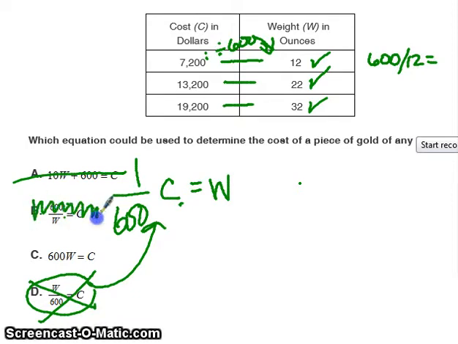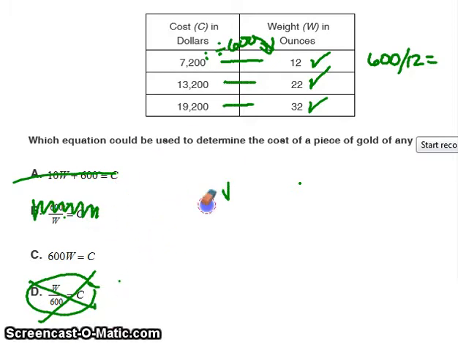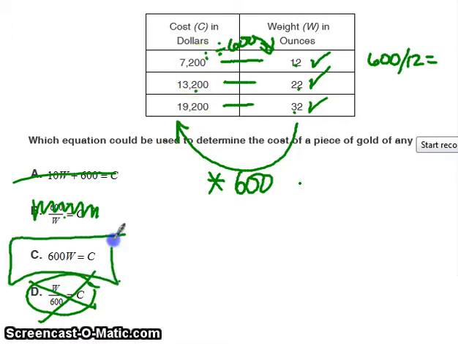That's not it either. Now let's prove that 600 times W equals C. I have shown you guys that if you do it this way, divide by 600, the inverse to go this way is going to be to multiply by 600. And if you check that, that will work all the way up. 32 times 600, 19,200. 22 times 600 will give you 13,200. 12 times 600, 7,200. This is the correct answer.